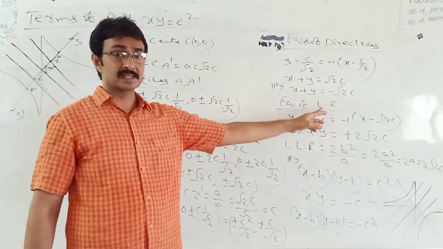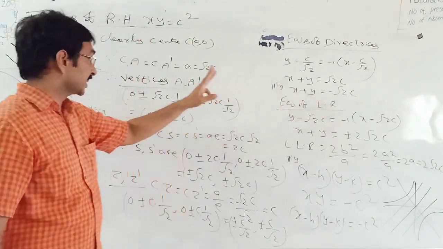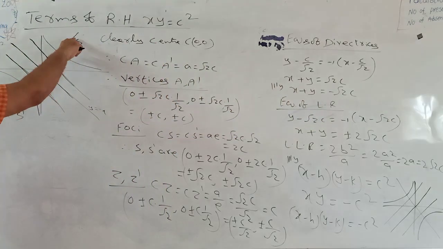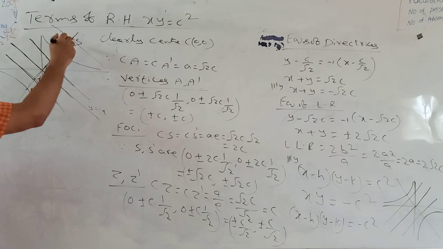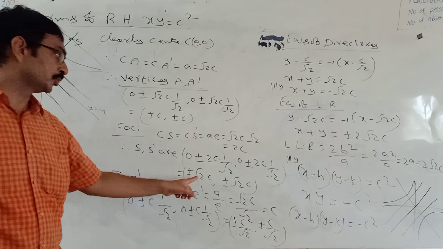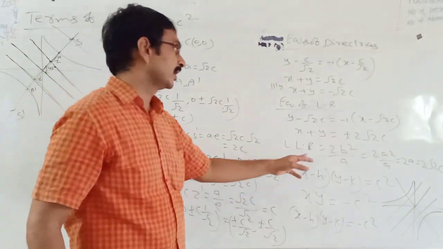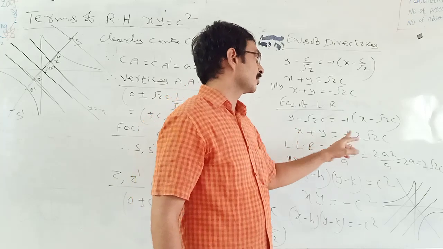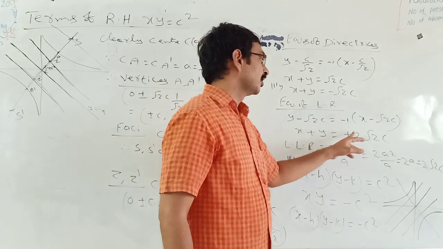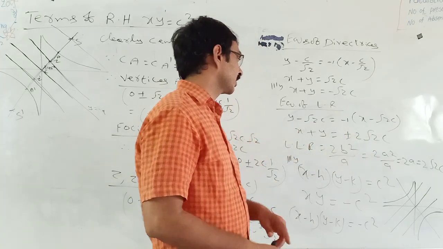Next, equations of latus rectum. The latus rectum passes through the focus and is perpendicular to the line y equals x. Therefore, the slope is the same, minus 1, but it passes through the foci root 2 c comma root 2 c. Using the same formula y minus y1 equals m into x minus x1, we get x plus y equals plus or minus 2 root 2 c. One is in the first quadrant, one is in the third quadrant.